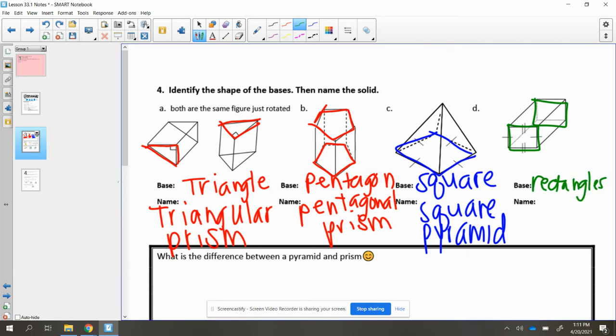We can't say that all sides are congruent. So we can't call it a square. We'll just call it a rectangle. So this would be specifically a rectangular prism.